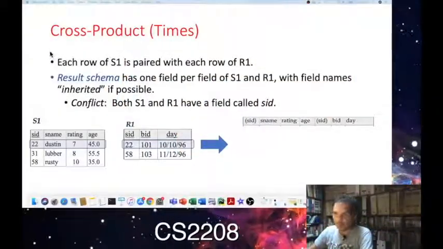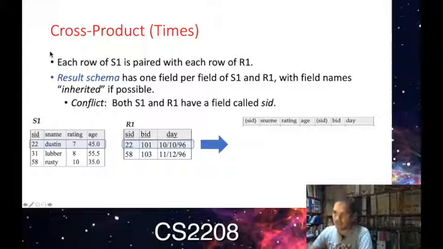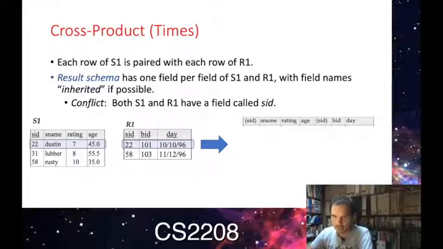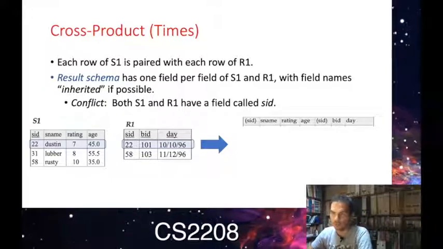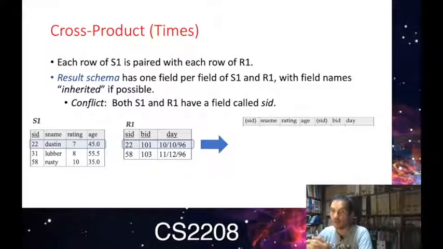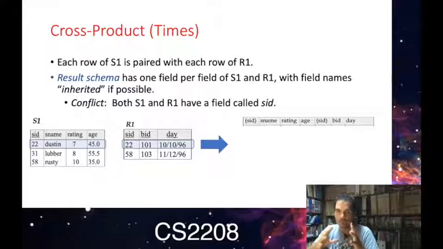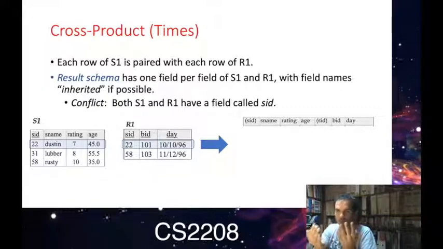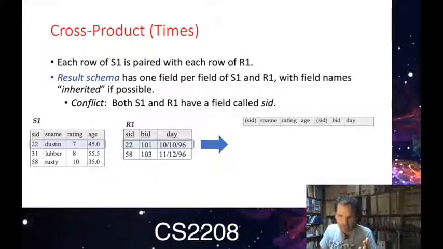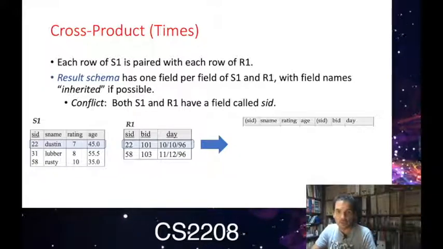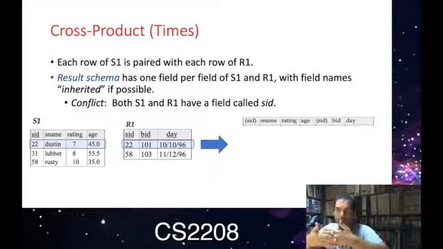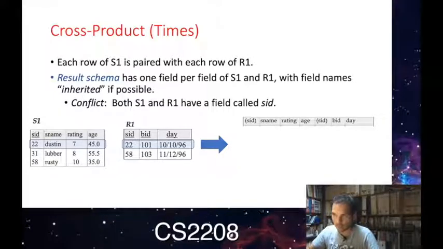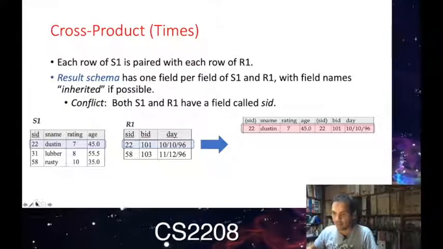Anyway, we will see. And now I'm going to talk a little bit about the cross product operator. This is a really important operator because we are going to be using it in order to combine two tables. Basically we want to merge two tables. This is the basic principle of the join operator that we will be seeing later on, where we take two tables and combine the information that we have in them.